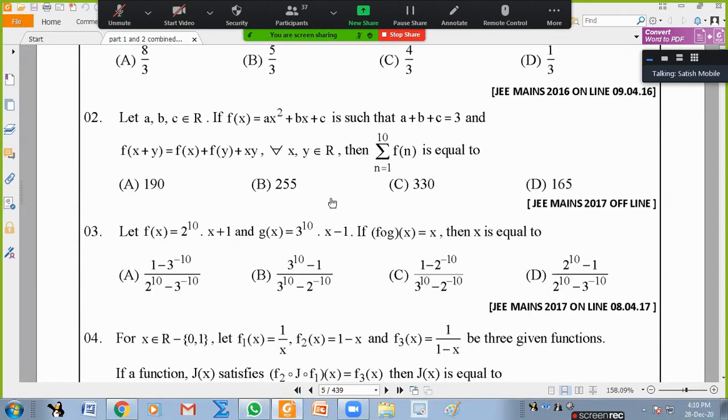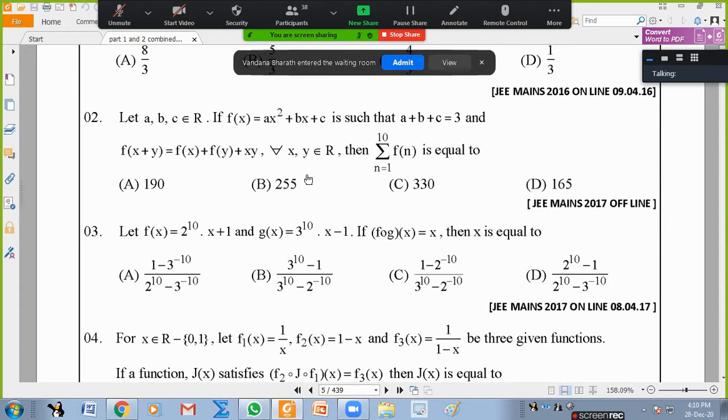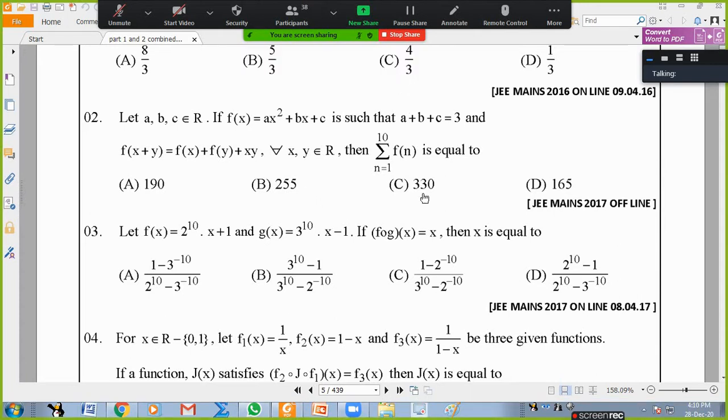Okay, anybody want to ask doubt about second question? If you have doubt, you have to tell quickly. I cannot wait for a long time. Okay, no doubt.